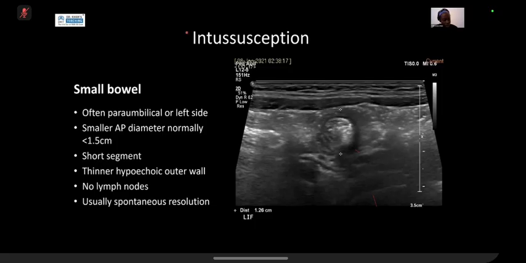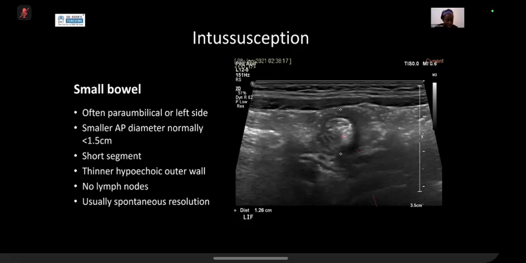So often when you're scanning, you can see a small bowel intussusception in the paraumbilical region on the left side of the abdomen where you've got lots of ileal or jejunal loops. To help you differentiate between that and an ileocolic, normally the diameter on the AP, so on a transverse anterior to posterior measurement, is less than 1.5 centimeters, so they're smaller, and normally they're a shorter segment, and the hypoechoic wall is thinner because the small bowel wall is thinner than the colon wall. You will still see the mesentery centrally, but you won't tend to see lymph nodes within them, which helps you differentiate.